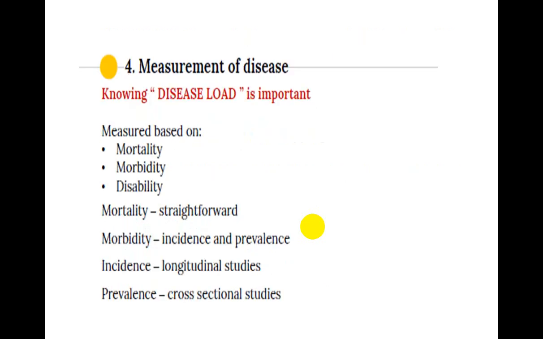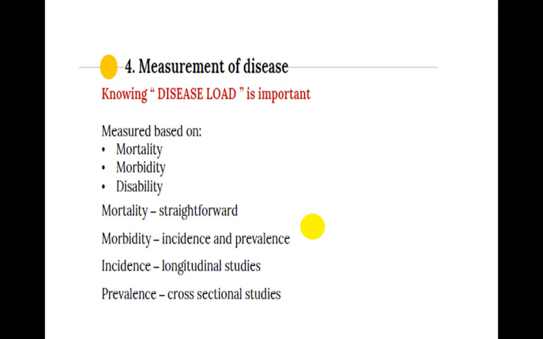We have another, this is measurement of disease. For measurement of disease, it is mandatory to have a clear picture of the amount of disease in the population. This information should be available in terms of mortality, morbidity, disability, and so on, and should preferably be available for different subgroups of the population. Measurement of mortality is straightforward. Morbidity has two aspects, incidence and prevalence. Incidence can be obtained from longitudinal studies and prevalence from cross-sectional studies.